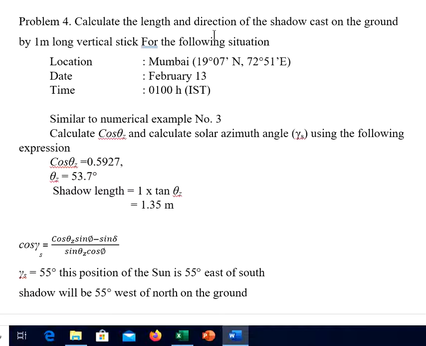Calculate the length and direction of the shadow cast on the ground by a 1 meter long vertical stick for the following situation. Location is given, Mumbai, date is given, and time is given. Now this is exactly similar to numerical example number 1, which we have solved previously.